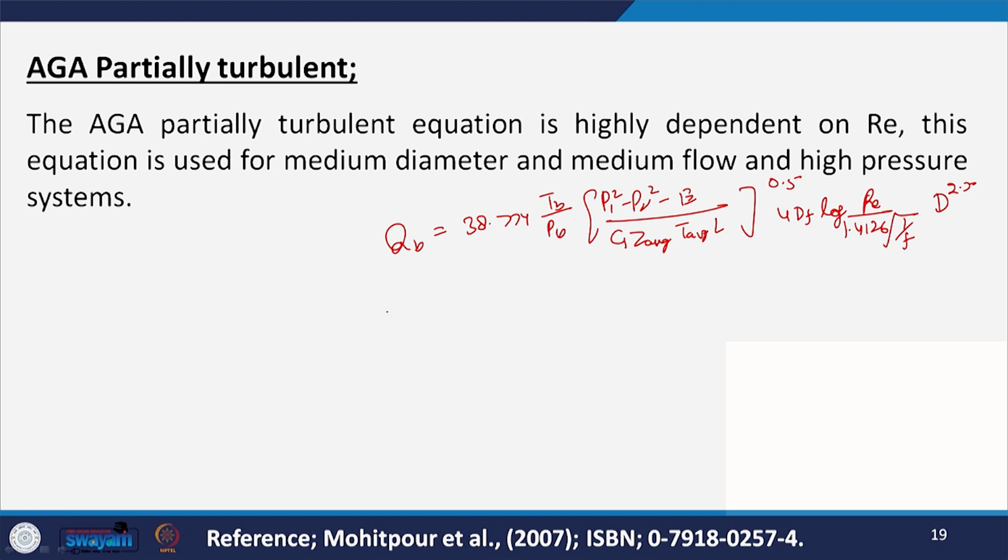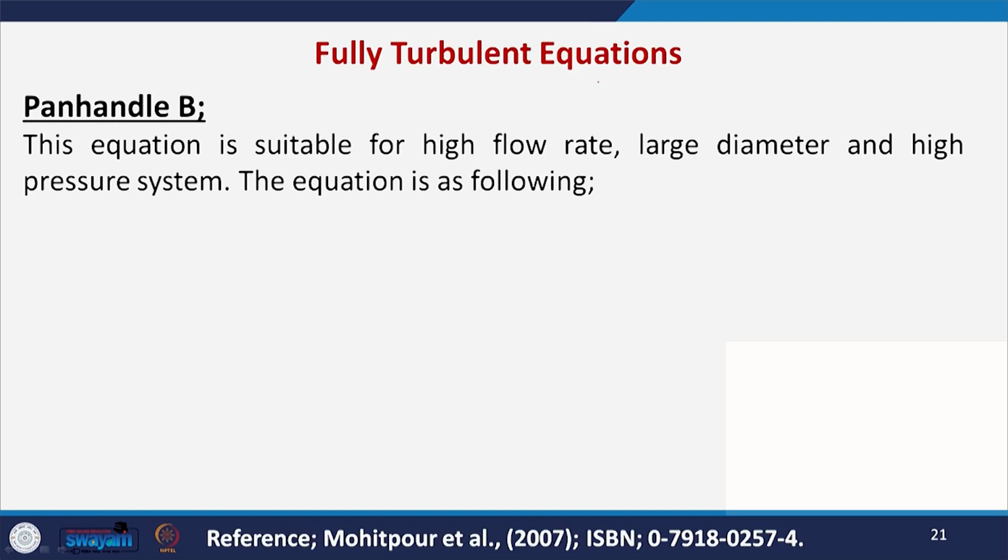Now the transmission factor is defined as 1 upon F is equal to 4 DF log Re upon 1.4126 square root of F. Now where DF is drag factor, normally appears in the partially turbulent flow equation, and its numerical value is ranging from 0.92 to 0.97. Now the Panhandle B, this equation is suitable for high flow rate, large diameter and high pressure system.